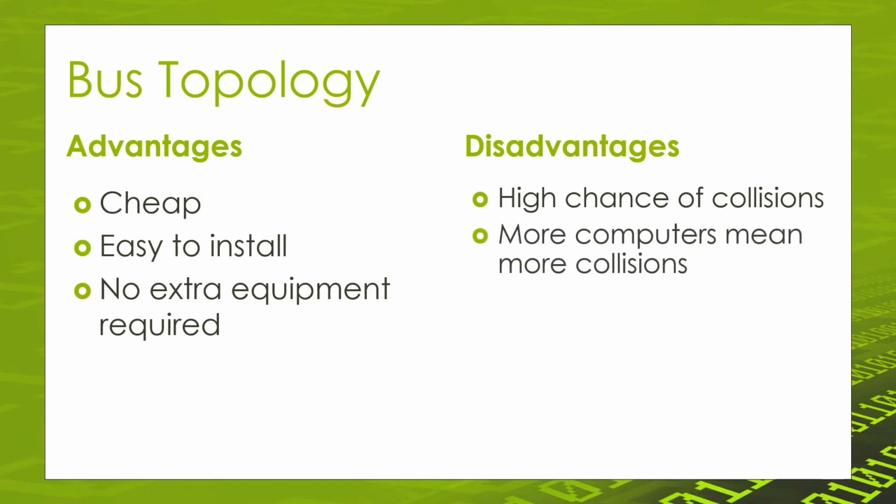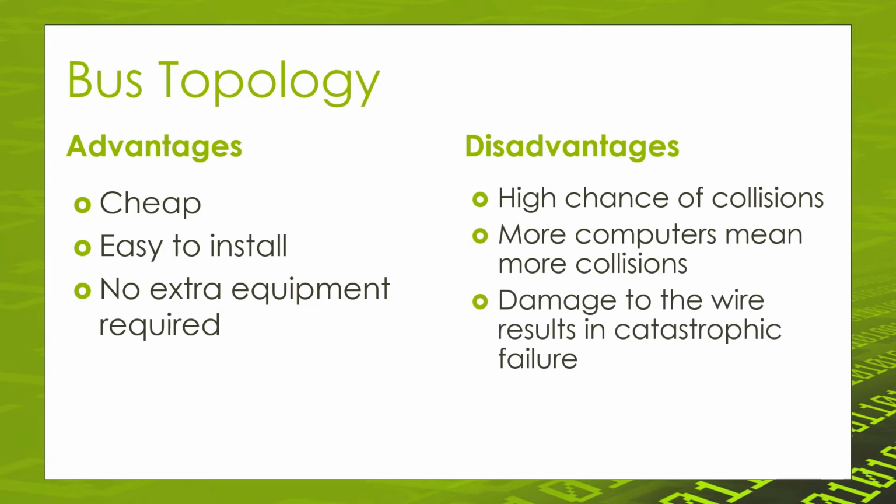The more computers connected to that one cable, the higher the probability that two will attempt to transmit at the same time. And damage to the wire results in catastrophic failure. There's only one wire, which means there's one failure point. So generally, a bus topology is only suitable for small networks.